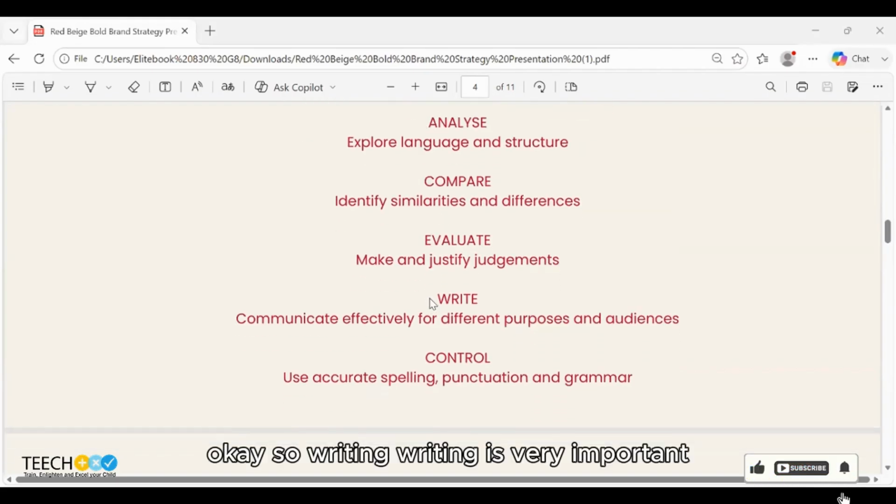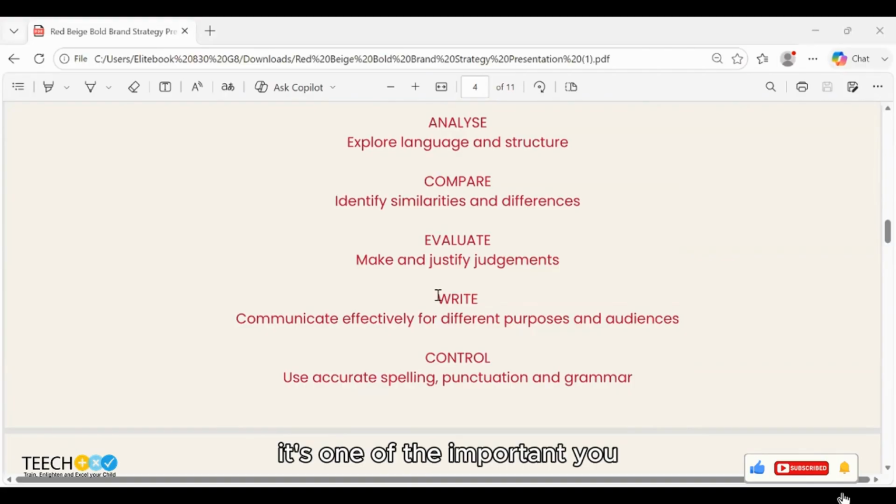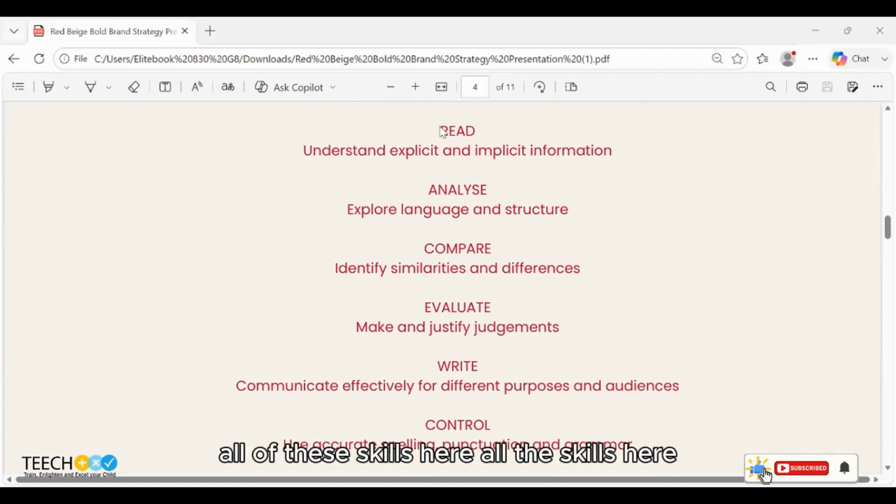Okay, so writing is very important. It's one of the important ones. In fact, all the skills here will test your writing.